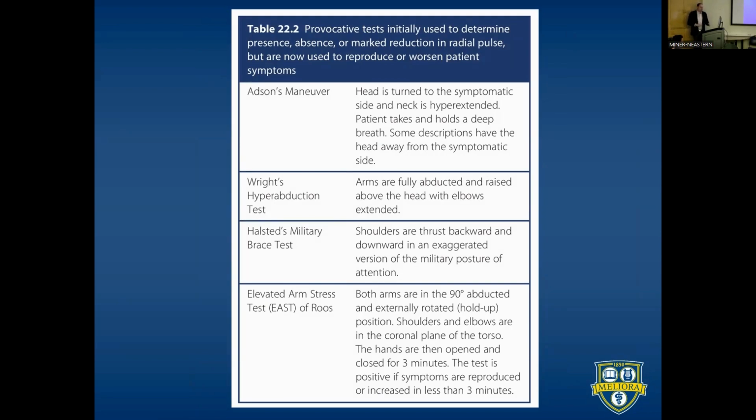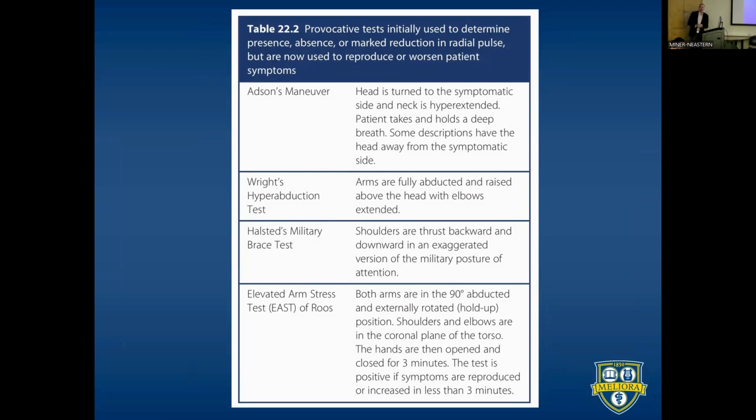The other thing is this elevated arm stress test, your EAST. Basically you have them hold their arm up and then you have them open and close their hand for 3 minutes. If I did that for 3 minutes, I feel like I'd be tired. But basically patients with TOS can only do it for a few seconds and they're like, oh yeah, my hand is hurting. If it's arterial, their hand is likely to turn white. If it's venous, they're likely to swell.